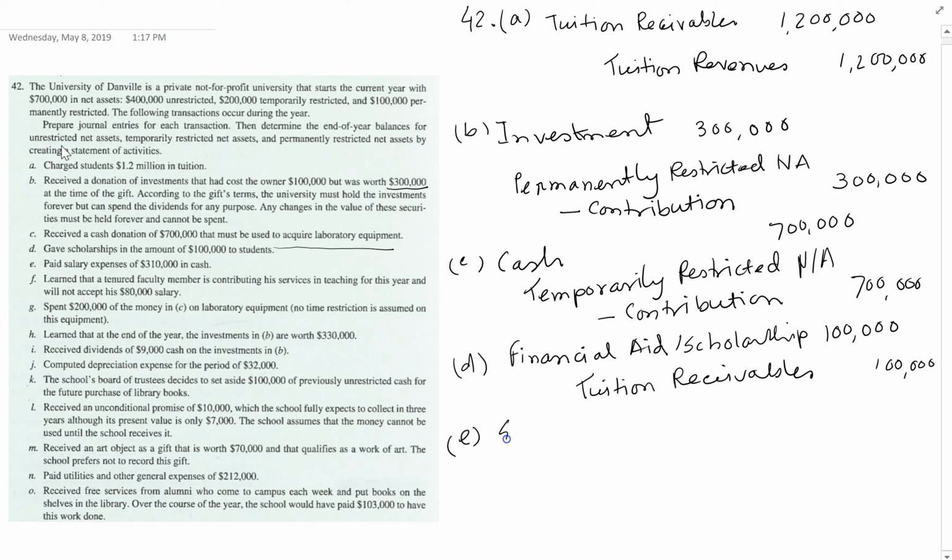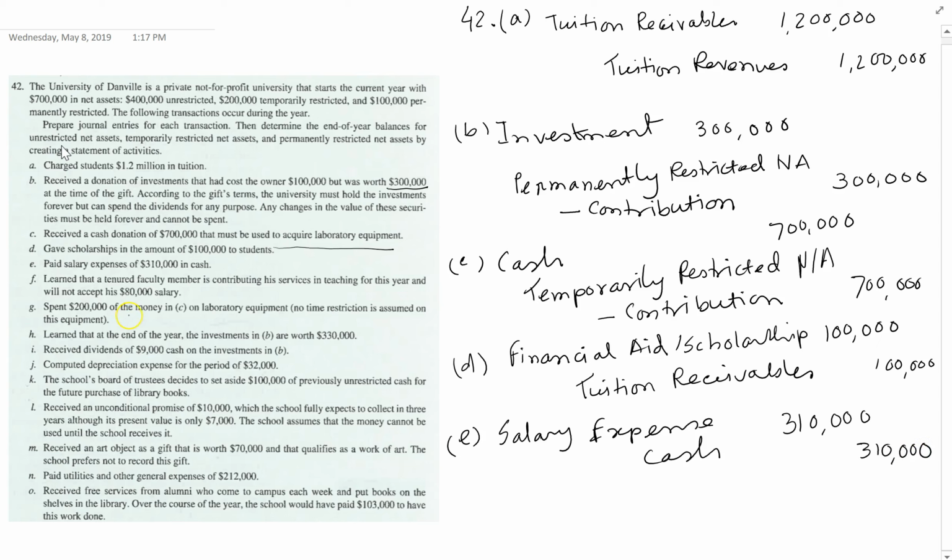You're gonna record or debit salary expense, and you have to credit cash. Cash is reducing, and that is 310 debit, 310 credit. Now let's see the next one, number F.